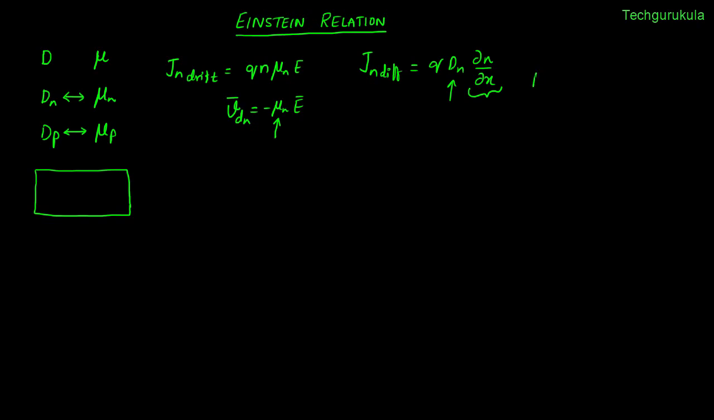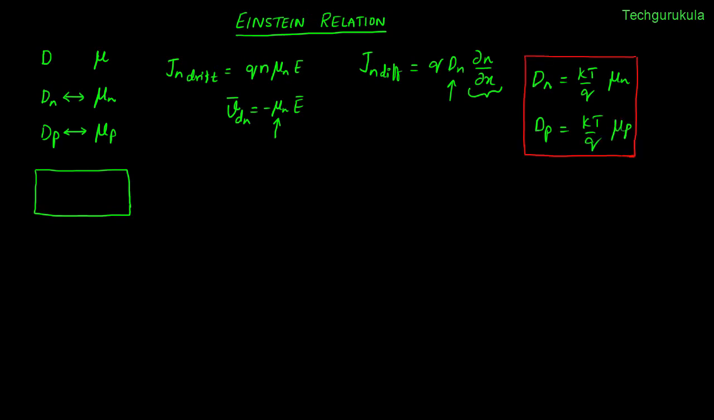This relationship says that Dn is given by kT over q times μn, and Dp is given by kT over q times μp. The units of mobility are centimeter square per volt second, and the diffusion coefficient units are centimeter square per second. We saw these units when we defined those quantities. Looking at this, the units of kT over q should be volts, so that the units on the left side equal the right side. So kT by q is a voltage, a potential.